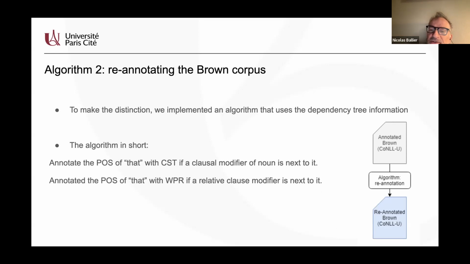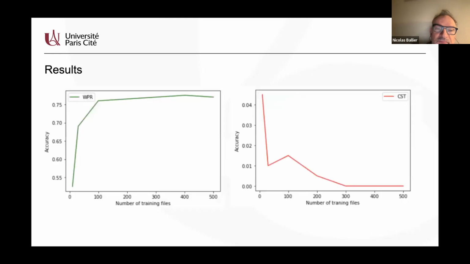And the pipeline that you see uses a re-annotation of the Penn Treebank with the modified tags: CST when they correspond to non-complement clauses and WPR when they correspond to relative clauses. And then the algorithm, TreeTagger: can TreeTagger really learn this distinction? That's what we try to build.